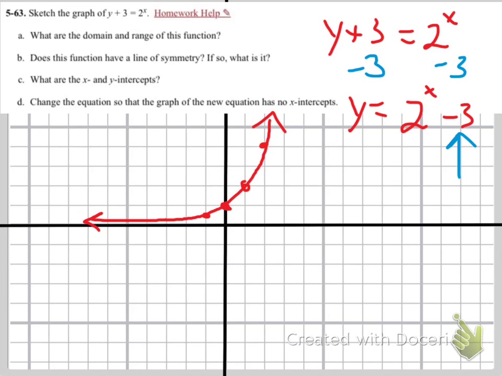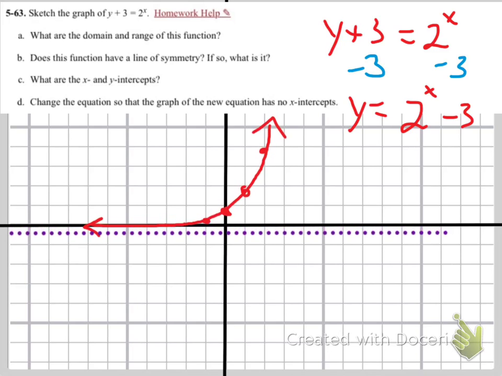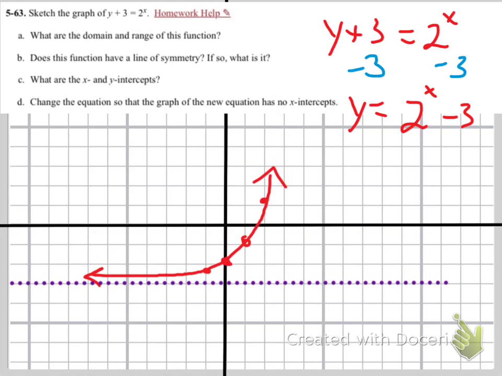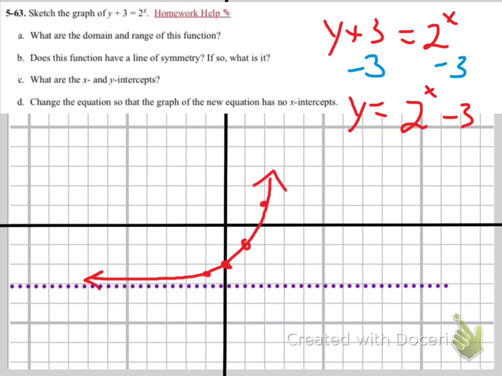However, this minus 3 is now a k value, and it moves the graph down 3 units. So where I have an asymptote right here, that asymptote and the graph all get shifted down by that k value, which is negative 3. So my graph now looks like this. I need to now figure out for problem A the domain and range of that function.